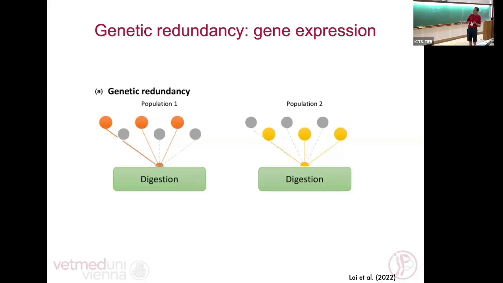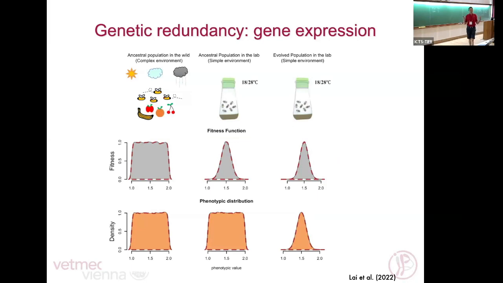So basically, this is a summary. We think that in population 1 and population 2, you have sets of genes that are contributing to digestion, but the 2 populations use different sets of genes to evolve the digestion. And how is digestion evolving?